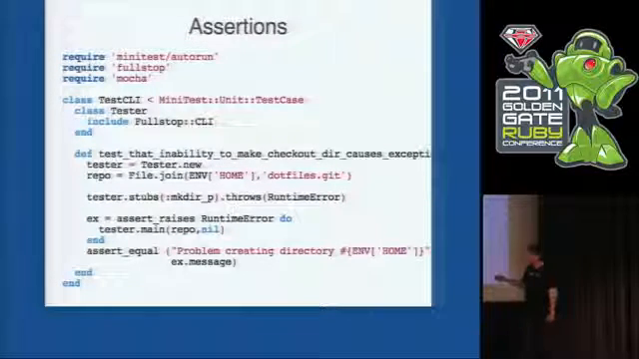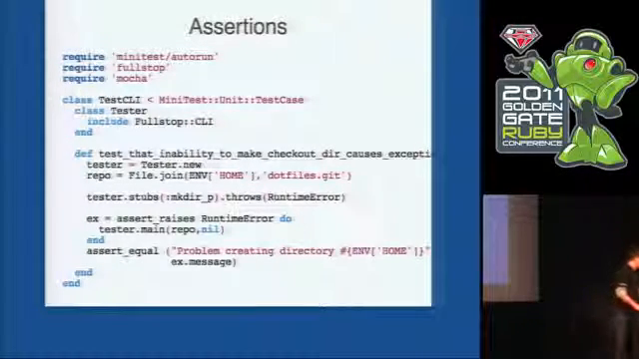But what's really important is this last part here. We're going to check that the error message of the exception is something useful and actionable by the user. So there was a problem creating this directory. And we might assert more info than that. But for this I think that's good.